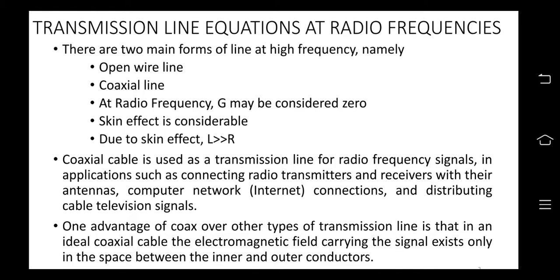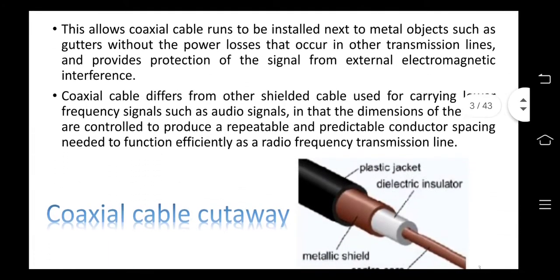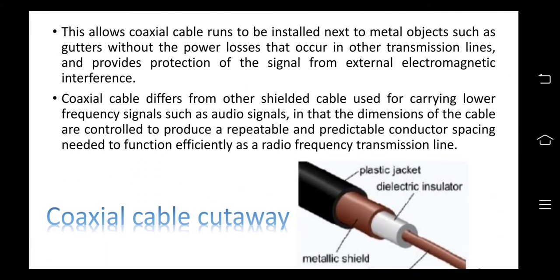One advantage of coaxial cable over other types of transmission line is that in an ideal coaxial cable, the electromagnetic field carrying the signal exists only in the space between the inner and outer conductor. This allows the coaxial cable run to be installed next to metal objects such as gutters without the power losses that occur in other transmission lines, and provides protection of the signal from external electromagnetic interference.